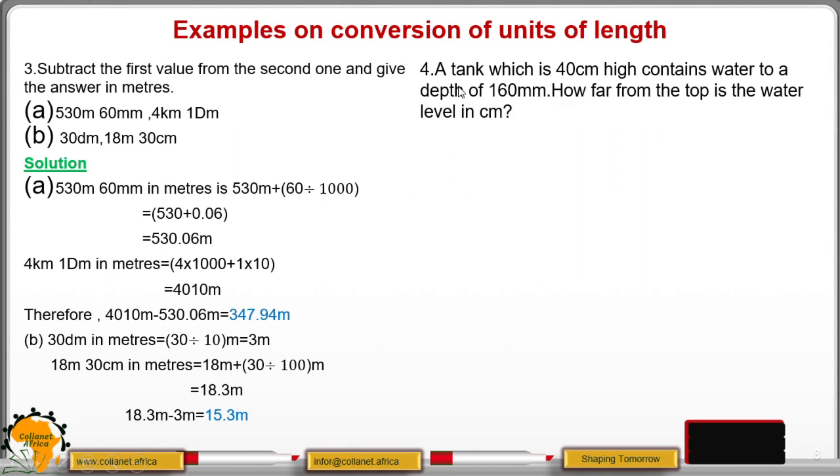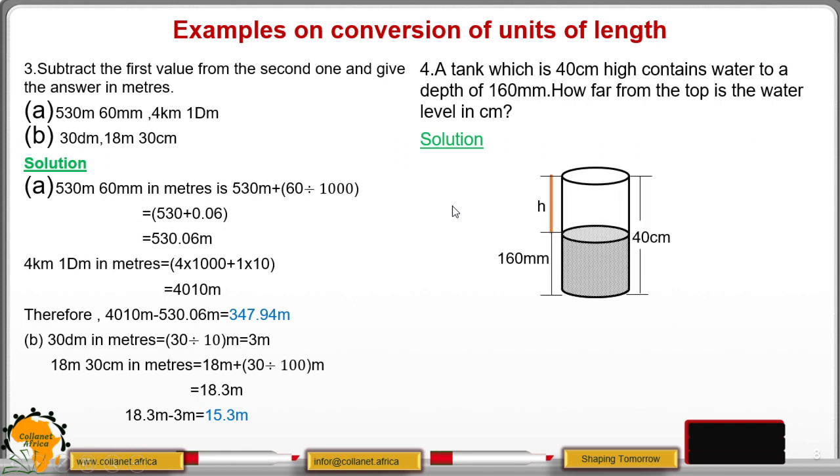Then part 4, or question number 4. A tank which is 40 centimeters high contains water to a depth of 160 millimeters. How far from the top is the water level in centimeters? We proceed as follows. We need to draw the diagram to show how this water is. So the depth is 40 centimeters from the top to the bottom. Then the height of water is 160. So the question is asking about this height.